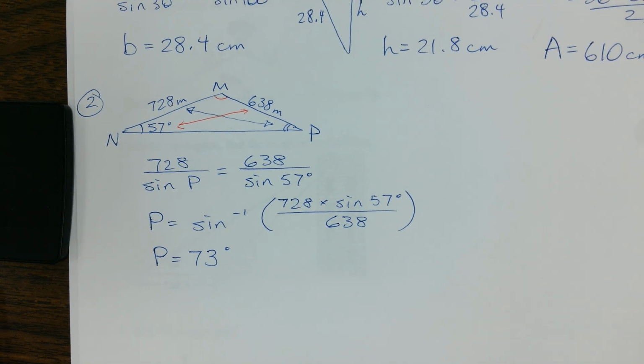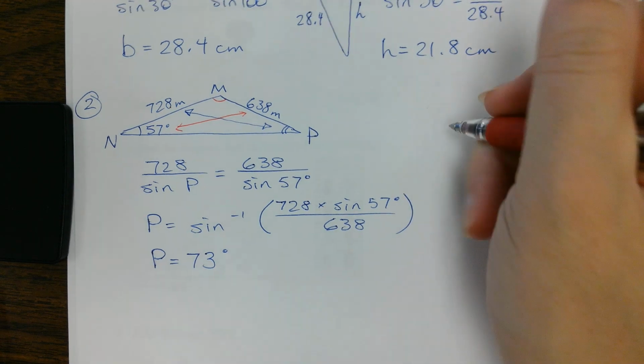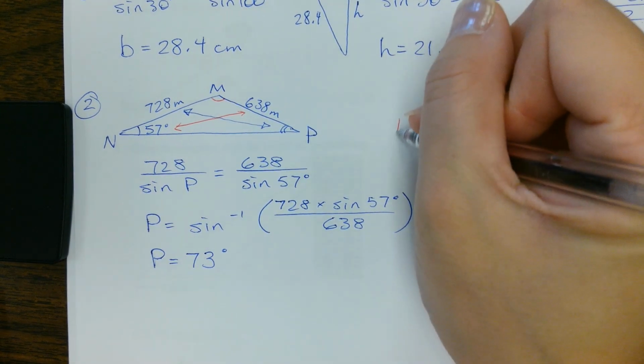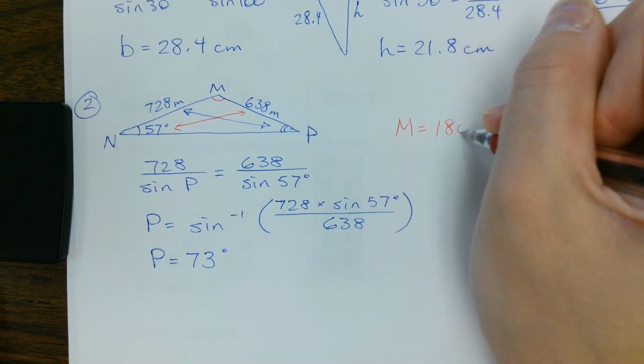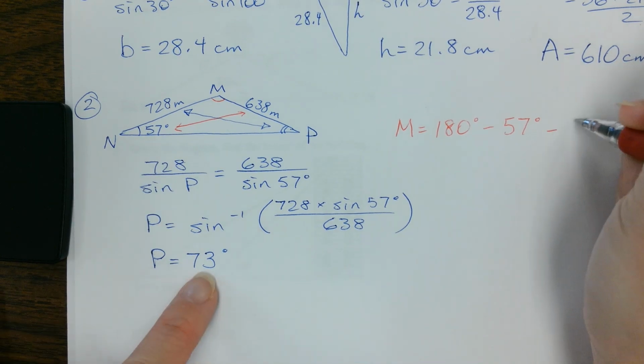Okay, so now that I have P at 73 degrees, how do I find M using the easiest possible method? Catherine? 180 minus. Yeah, so M equals 180 minus the two angles. So 57 and 73.